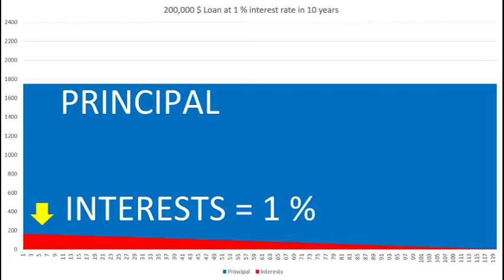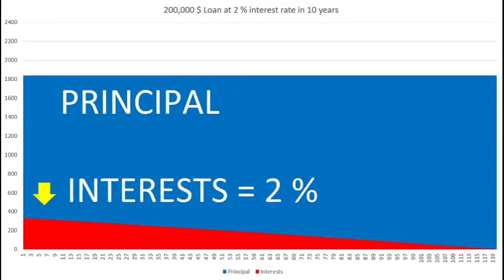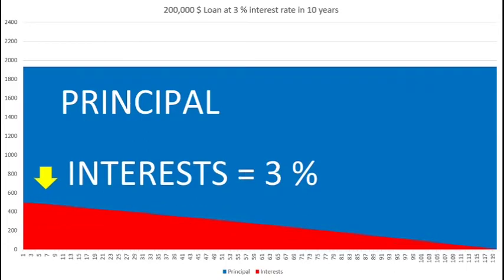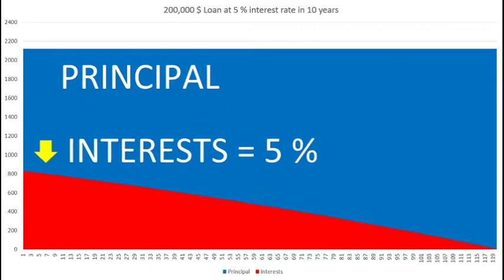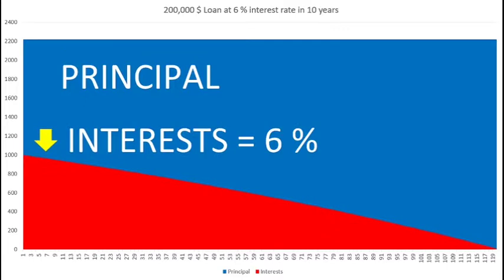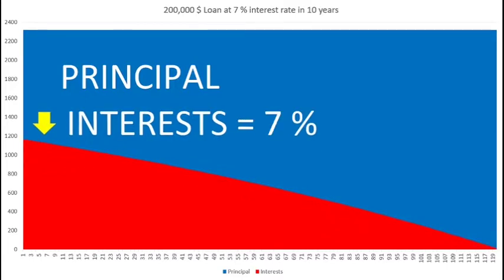As you can see on this graph, in blue the principal amount you give back to the bank, in red the interest. Here the 1% scenario. Here the 2% scenario. Here 3%, 4%, 5%, 6%, and 7%.